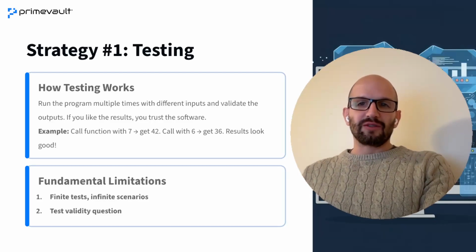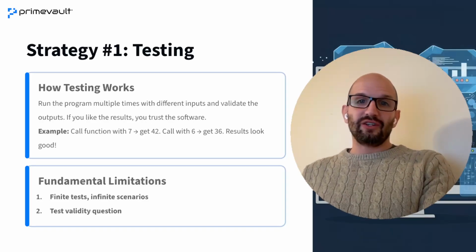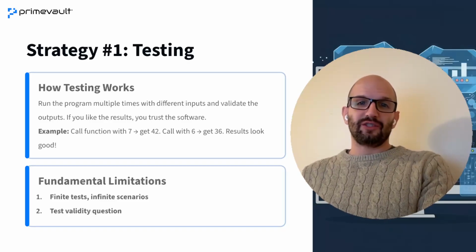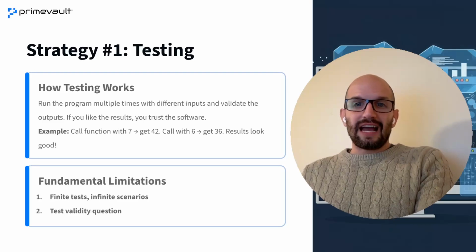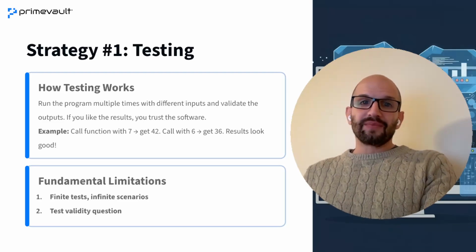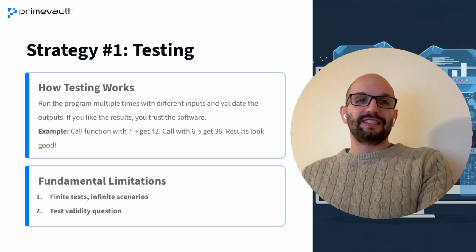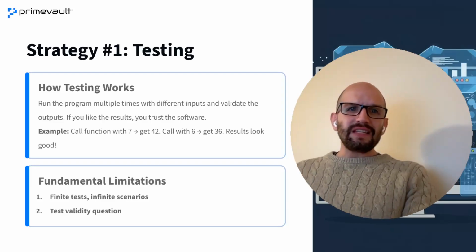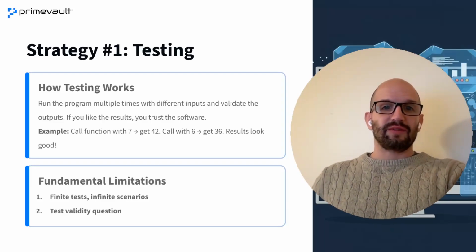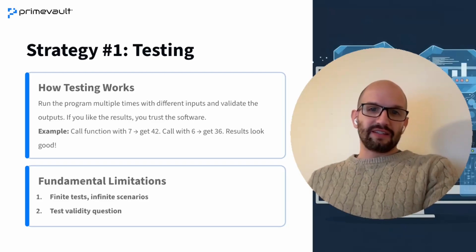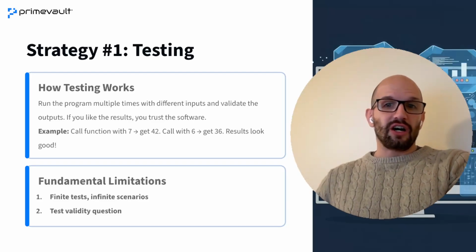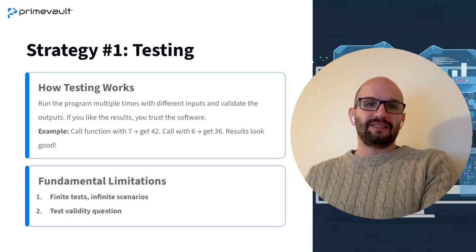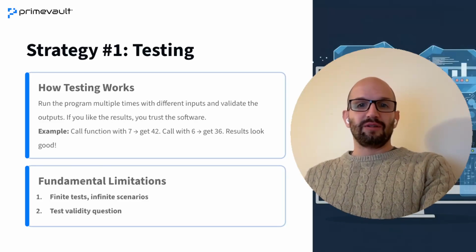One of the essential problems with testing is that A, you can only do a finite number of tests, and your program is probably going to run in an infinite number of situations. And B, how do you know that the tests are any good? Why is 42 the right answer when you send in 7, and why is 36 the right answer when you send in 6? These two issues are the fundamental problems with testing. How do you know that you tested the right things? And how do we know that the system is going to behave correctly in the situations that you didn't test? So, how do you get around this problem?